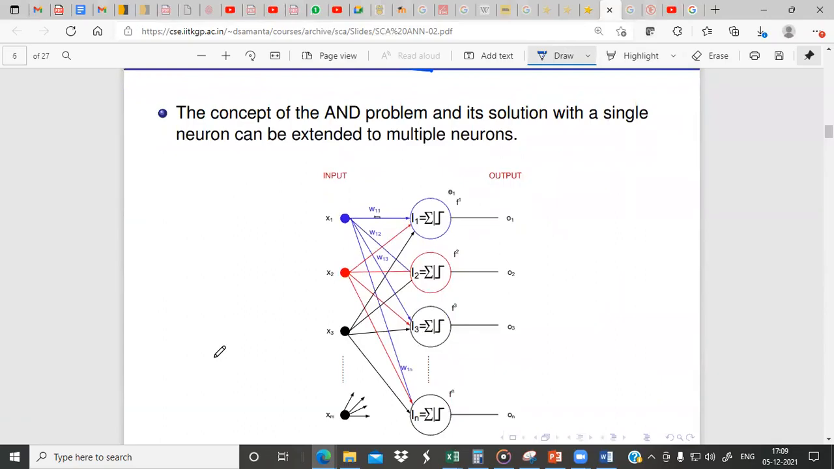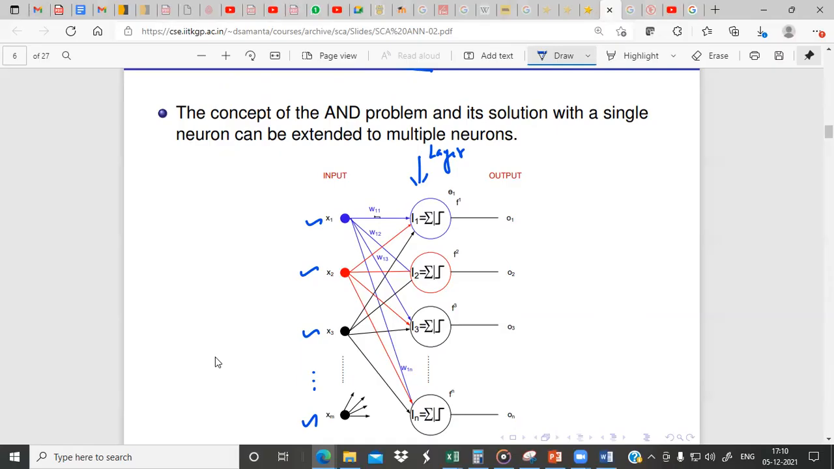So a typical single layer feed forward neural network will look something like this. It will have some m inputs, x1, x2, x3, so on and so forth, up to xm. And it will have some n neurons, and it has only one layer. This layer contains n neurons: neuron 1, neuron 2, neuron 3, up to neuron n. All these are neurons.